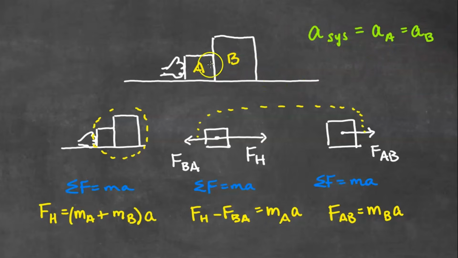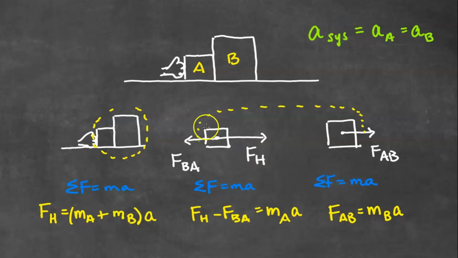Okay, so I'm going to break this up into 3 systems, and then we're just going to analyze them. So we'll start with the first one. We're going to make both of them our system. So net force equals ma. This is the hand pushing on the 2 blocks. The system is ma plus mb times the acceleration. Note that the system mass is ma plus mb. Really be careful of that.